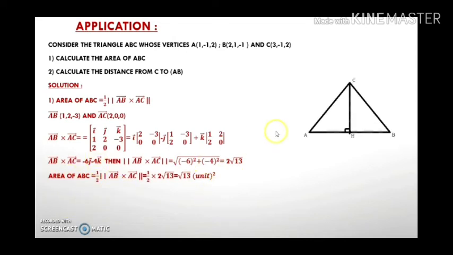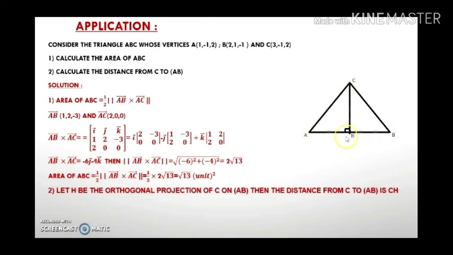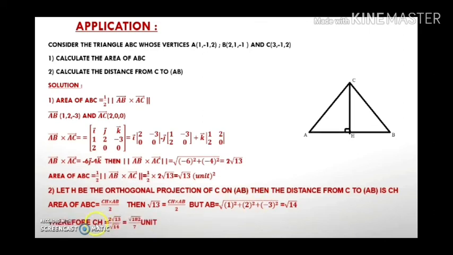Second question, we need to calculate the distance from C to AB. For this, take H, the orthogonal projection from C to AB. Then the distance from C to AB is CH. We know that the area of the triangle ABC is also equal to height times base over 2. It's equal to CH times AB over 2. Replace the area of ABC by its quantity radical 13, and the length of AB is equal to radical 14, and by cross multiplication we get CH.